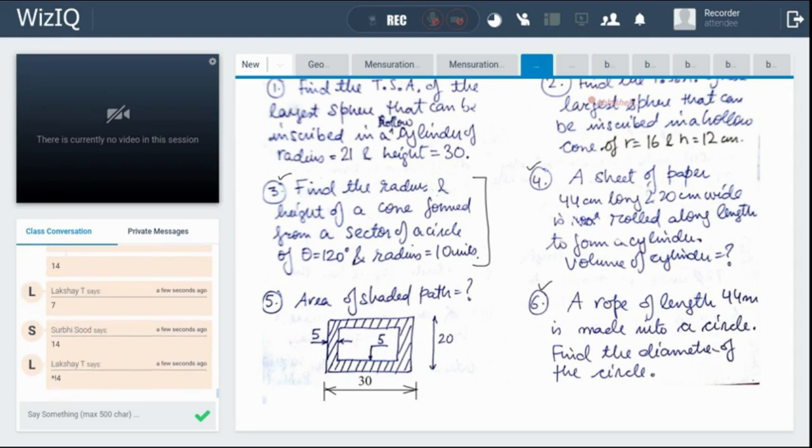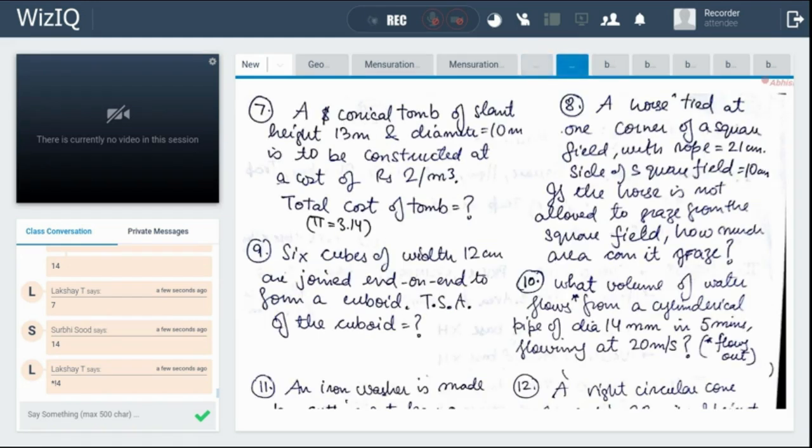Yes, it will be 14. Diameter will be 14. Very good. Excellent. Lakshya, it's asked for diameter. Excellent, guys. Good. We'll discuss this, but I want you to try a couple of other questions. Yes, here they are.